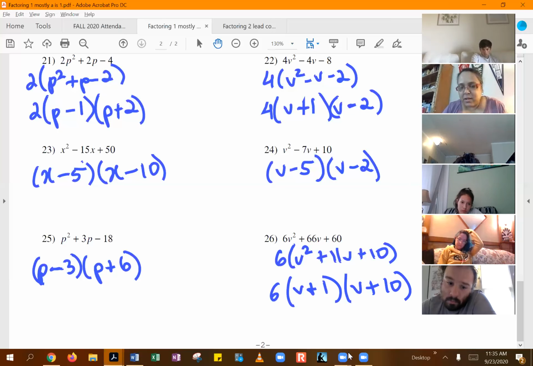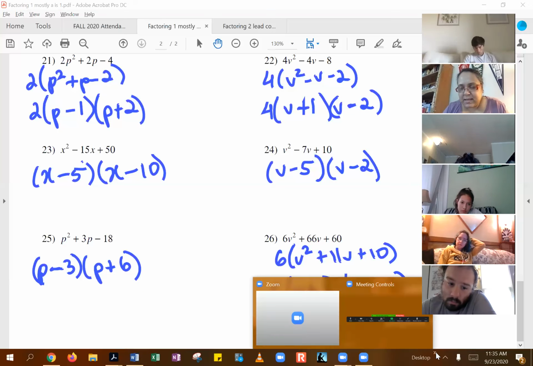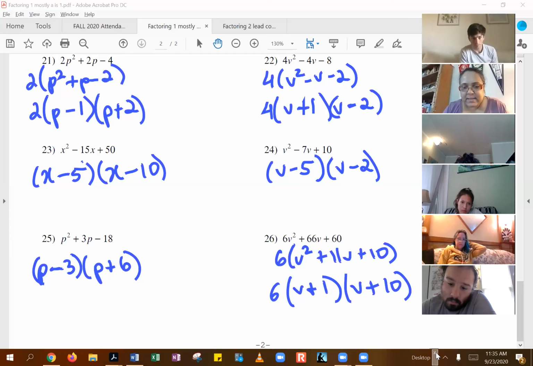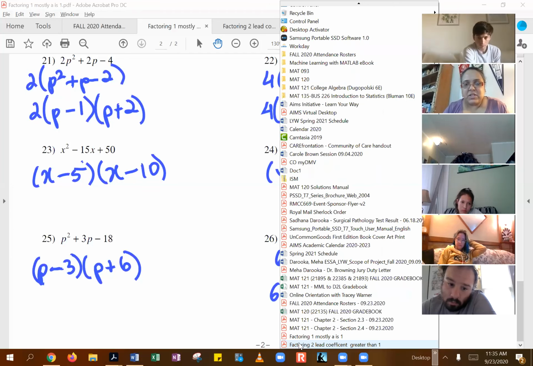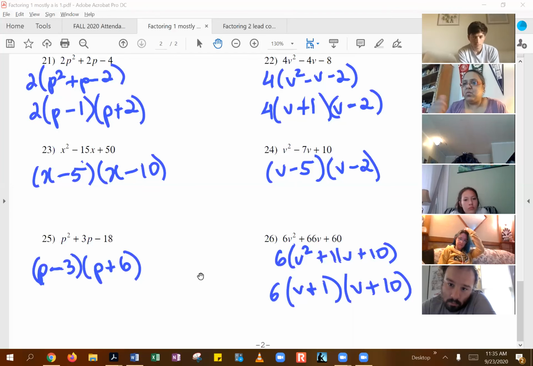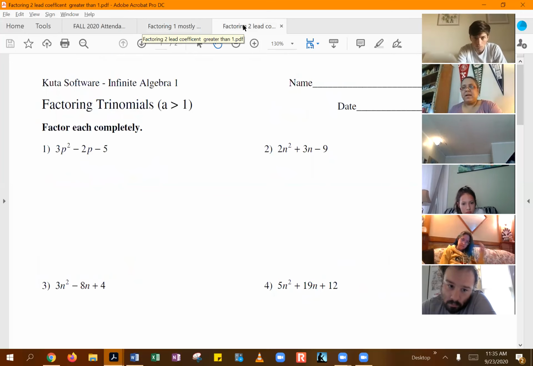All right, so for my second, this is where we are now changing our coefficient from just being 1 to a number which could be greater than 1. But the difference that's going to happen is we may not be able to factor it out. So if you look at that handout, it's going to be this one over here, a greater than 1.